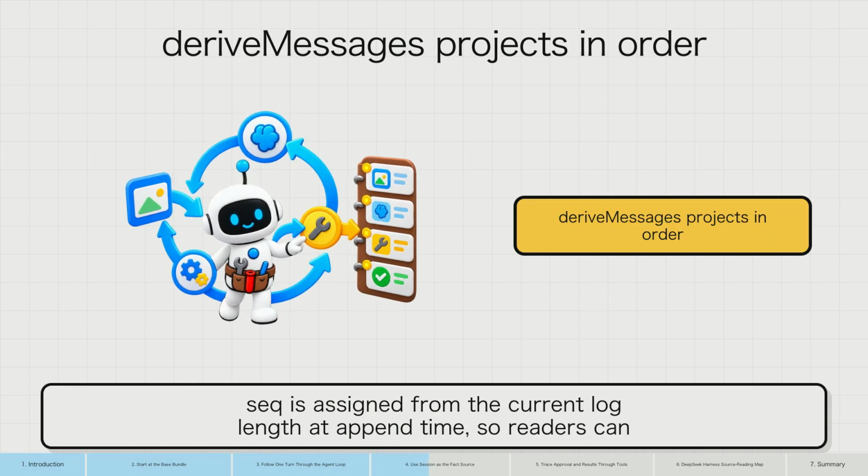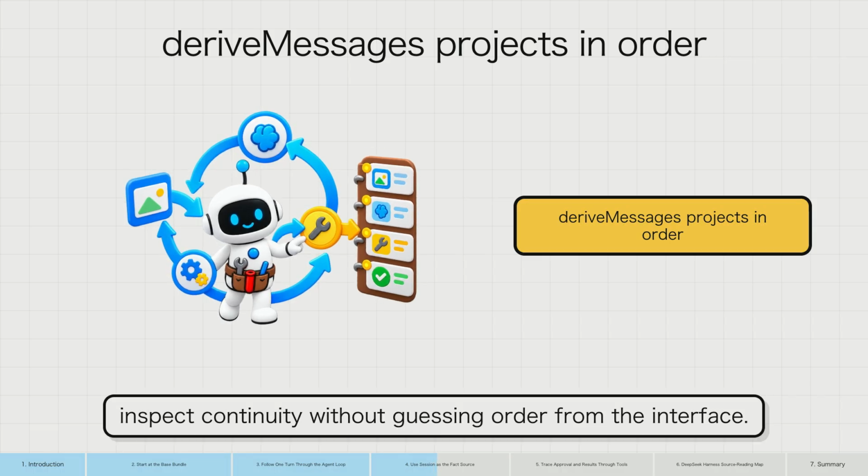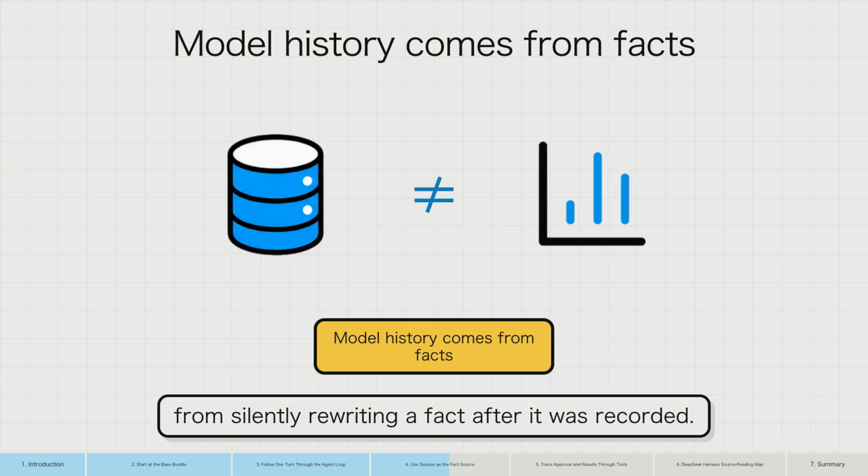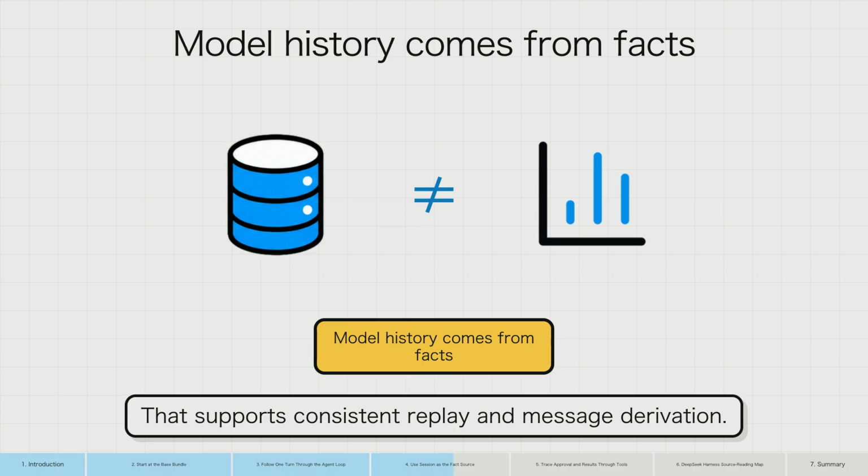Seek is assigned from the current log length at append time, so readers can inspect continuity without guessing order from the interface. Each event object is frozen before it enters the log, preventing a caller from silently rewriting a fact after it was recorded. That supports consistent replay and message derivation.